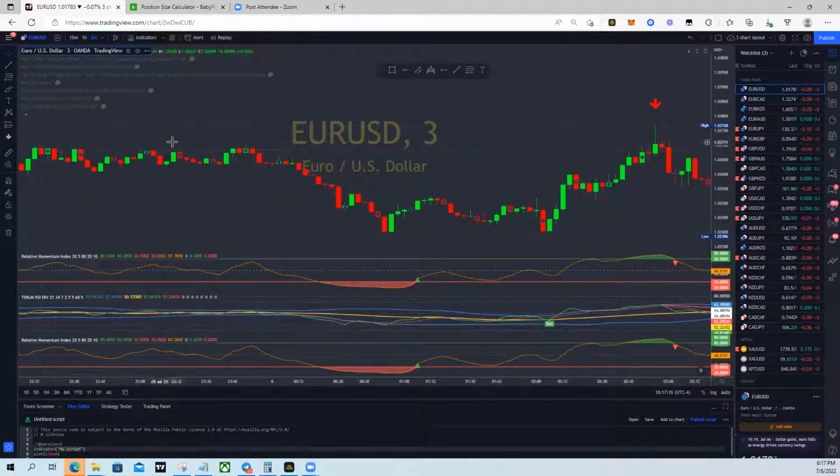It went above previous highs over here. Even though this is a 3-minute chart, when it comes to market structure and price action, regardless of what time frame you are on, all rules still apply, right?